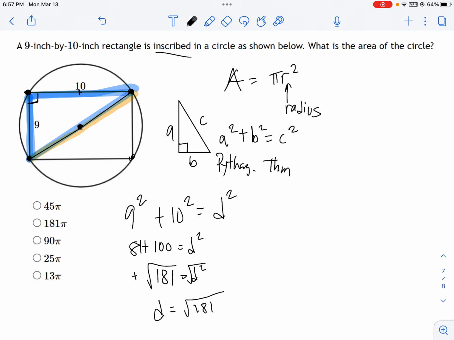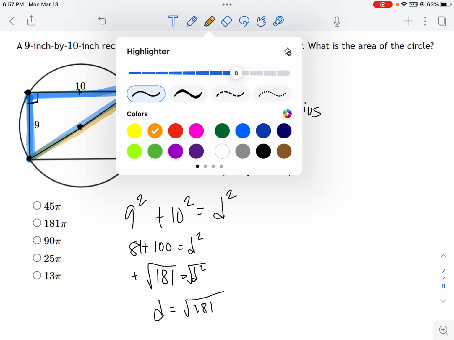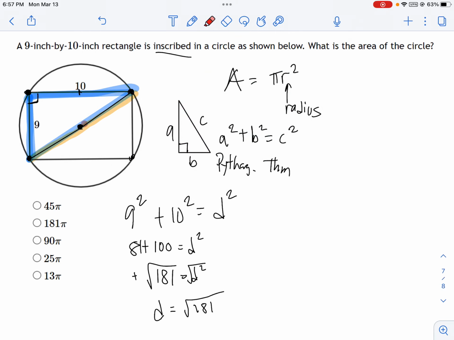Okay? Because now as you look at this, now you can ask yourself the question. Alright, so now we have the diameter. The diameter is not the radius, right? In order for the area formula to work, we need the radius. How does a diameter relate back? Again, the diameter is the whole orange line, right? It's the whole thing. And the radius is just half of it. So in order to find the radius, we take our diameter and we half it. Well, the diameter is square root of 181. So we just take half of that. Booyah.